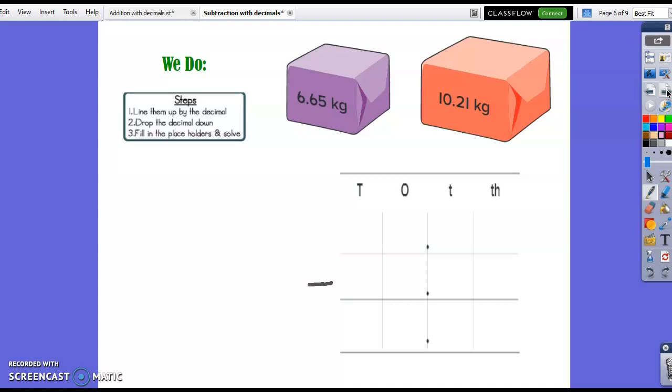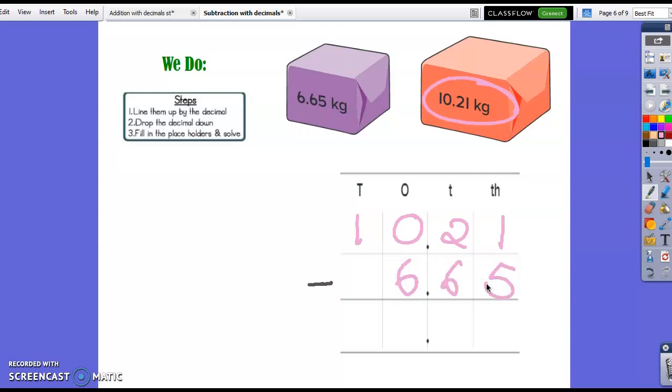And here we have 6 and 65 hundredths kilograms and 10 and 21 hundredths kilograms. You need to know that your 10 and 21 kilograms is your bigger, so make sure you line that up correctly. And you line up your 6 and 65 here.